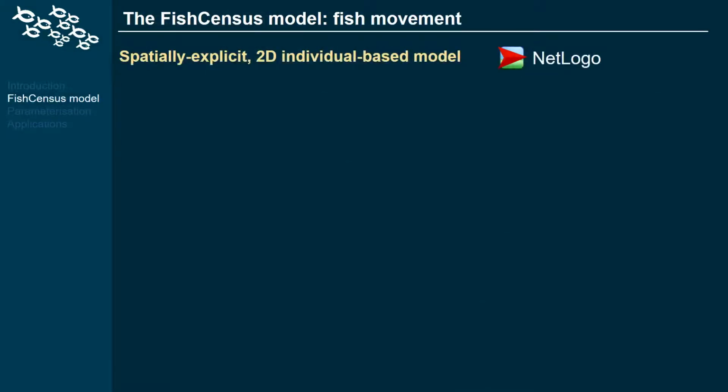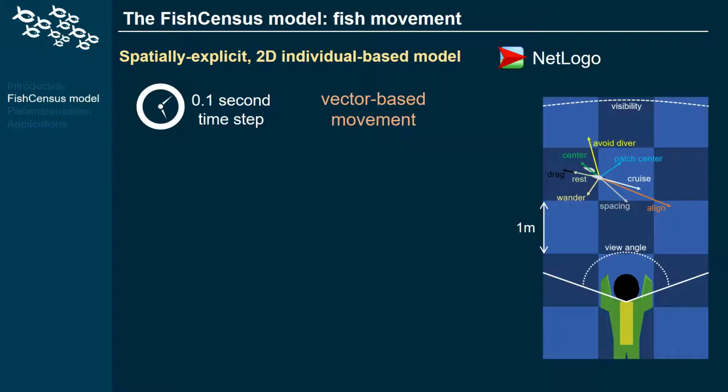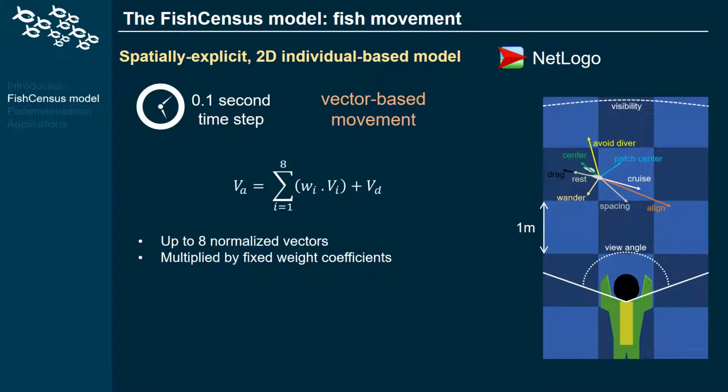And this is where this model comes in. The fish census model is an individual-based model written in NetLogo, and it applies a vector-based movement like a Boids movement algorithm with a much smaller time step. Basically each fish can have up to 8 normalized vectors, and all the vectors are summed to generate an acceleration vector that calculates the velocity on the next time step.